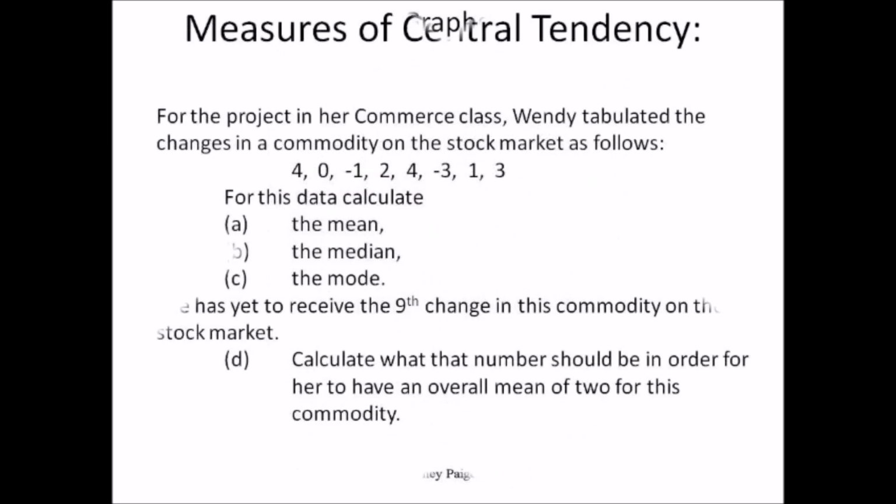Let's move on to measures of central tendency. For the project in our commerce class, Wendy tabulated the changes in a commodity on the stock market as follows: 4, 0, -1, 2, 4, -3, 1, and 3. For this data, calculate the mean, the median, and the mode, A, B, C. And she has yet to receive the 9th change in this commodity on the stock market. D, calculate what that number should be in order for her to have an overall mean of 2 for this commodity.